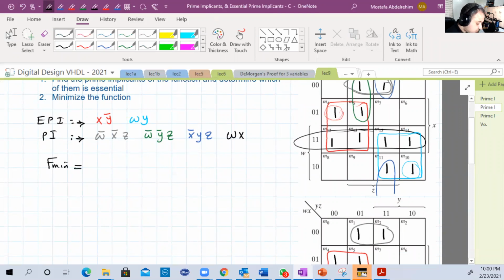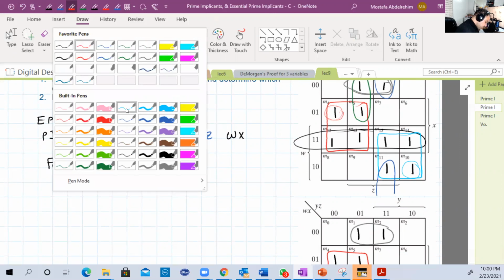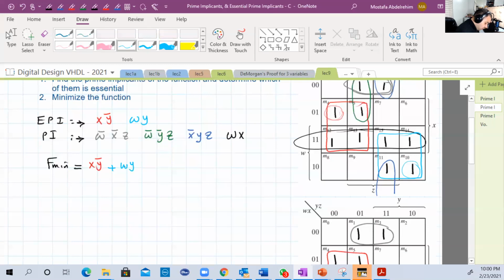So F here, and here we have just one minimized solution. Just one. So F minimum here is equal to X Y bar plus W Y plus the gray prime implicant, which is W bar X bar Z. That's basically this function here. Any other solution is not optimal at all.